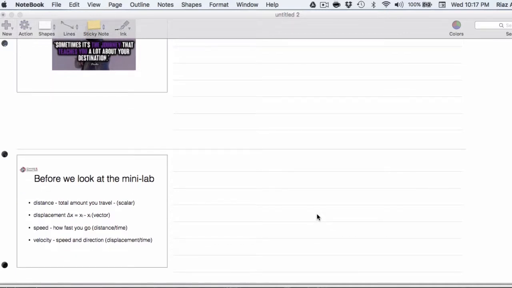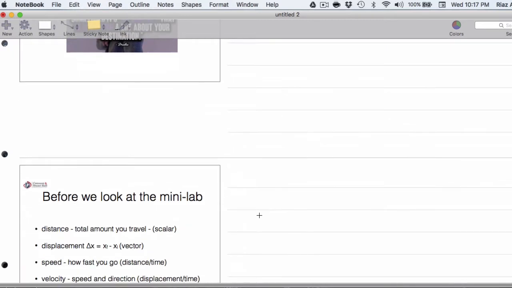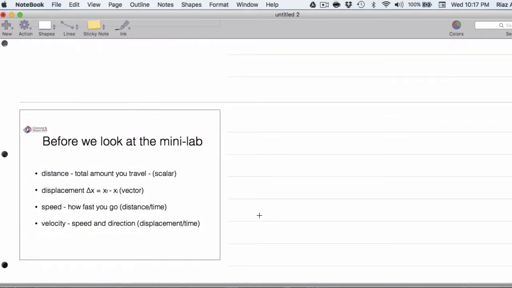Hey everybody, I wanted to give you a little bit of a summary for what we did in physics today. So we started off with a couple definitions. We defined distance, displacement, speed, and velocity. And we talked about this notion of a vector versus a scalar.